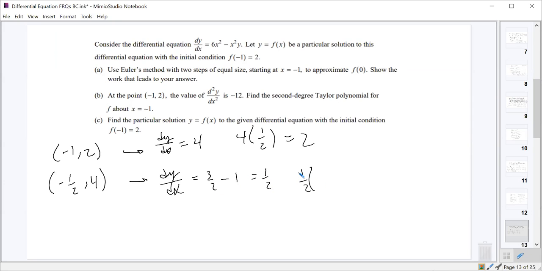Hopefully I did that right. Did I do that right? Yeah. Okay. Times our step of 1/2 gives us 1/4. And so our point should be 1, 4 and 1/4, or 17/4. Good there for part A? Yes. All right.